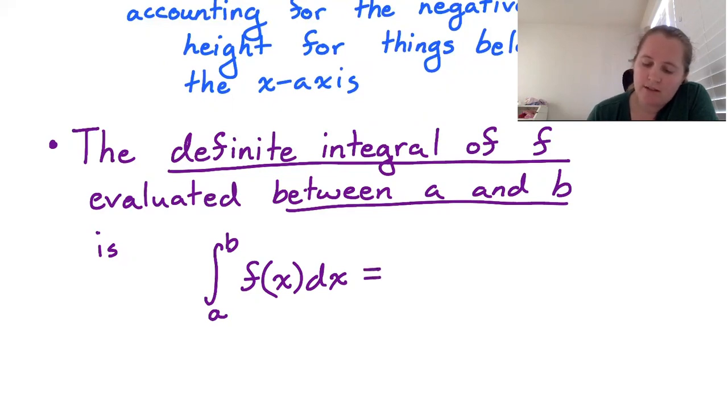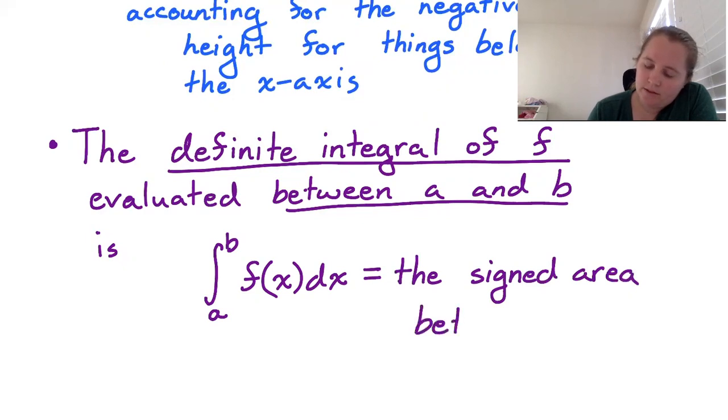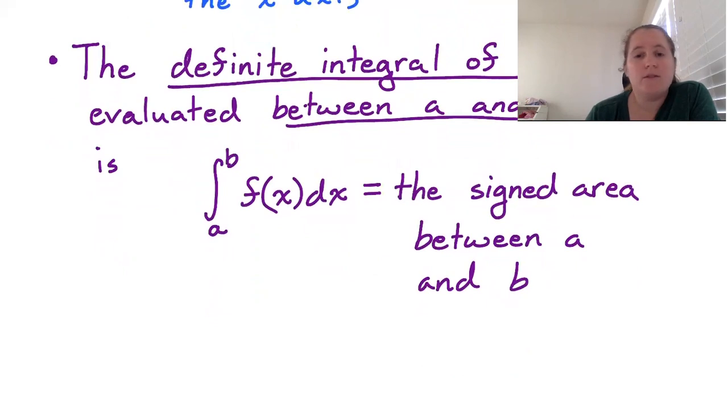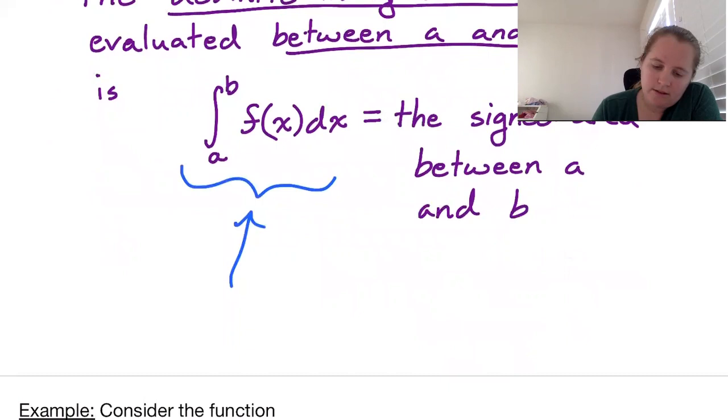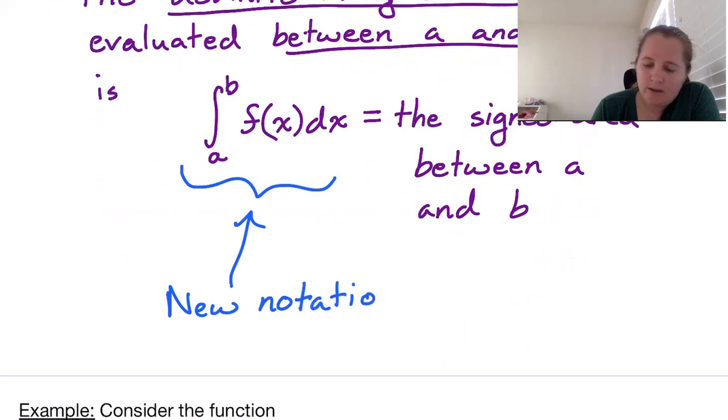This is defined to be the signed area between A and B. So the definite integral, this is the notation we use to tell us that we need to take the signed area. So again, this here is just a new notation. And we call it the definite integral, which just means take the signed area.